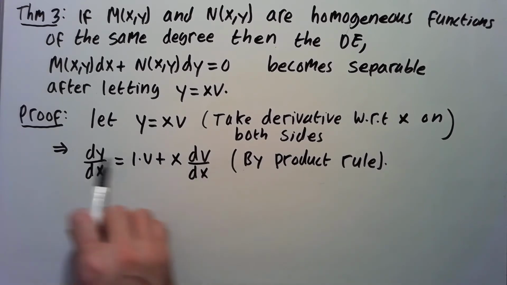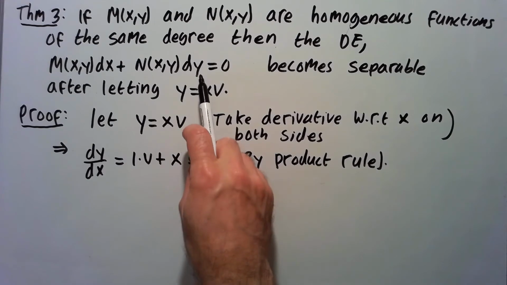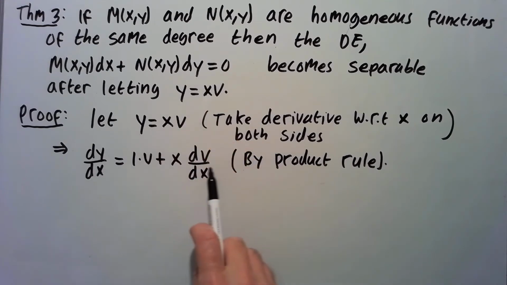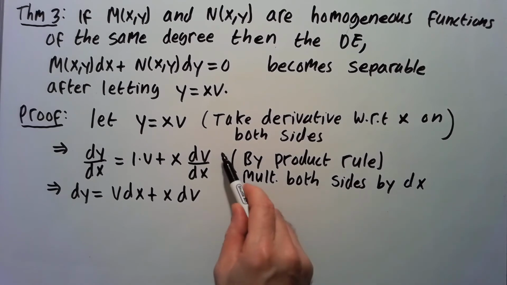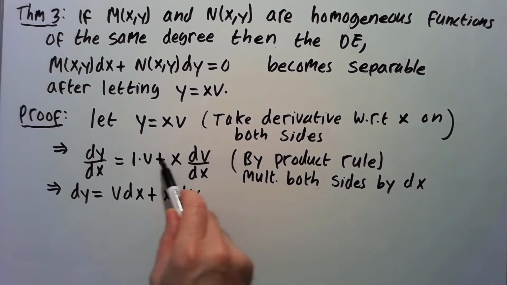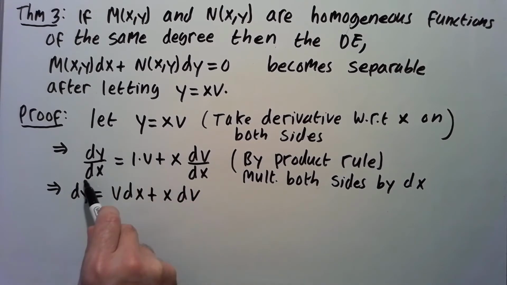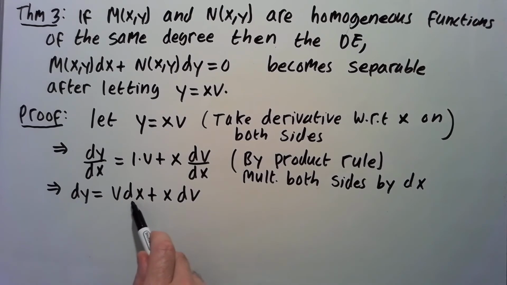Now let's multiply both sides. I basically want to solve for dy here. So let's multiply both sides by dx now. So multiplying both sides by dx, the dx here will cancel. Here you'll have a v dx. The dx here will cancel. So you have dy equals v dx plus x dv.